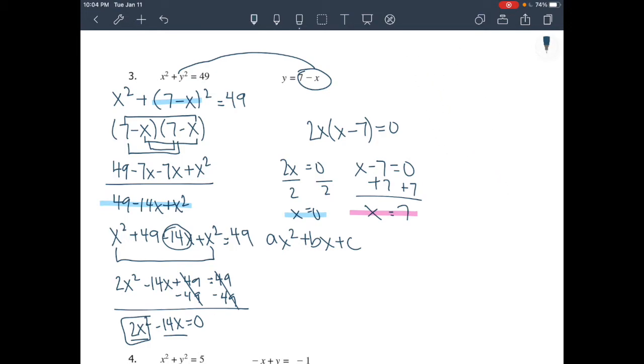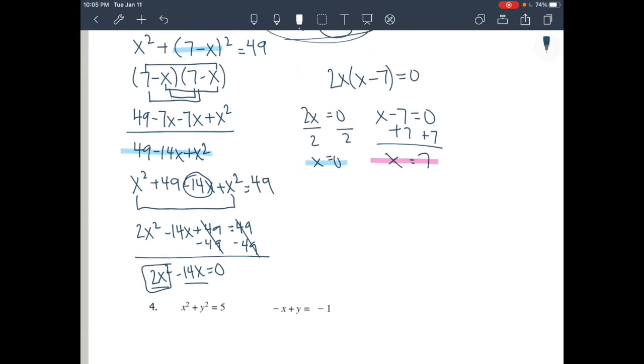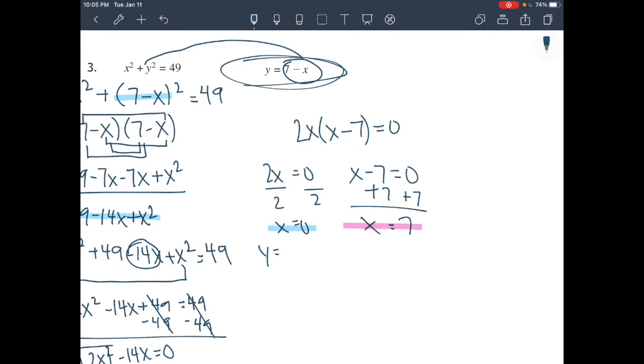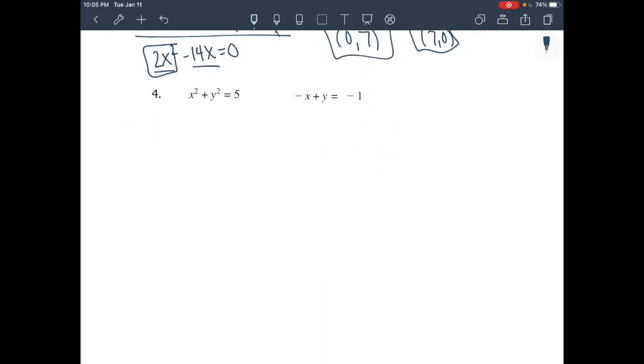So I'm going to probably just pick this one to plug back in. Let's plug back in. So y equals 7 minus x, y equals 7 minus 0, y equals 7 minus 7. So y equals 7, y equals 0. My answers are 0, 7 and then 7, 0. All right, and then the last one.